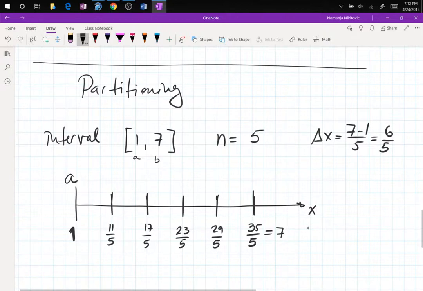So when you start adding, my first example had these divisions at 1, 2, 3, 4, 5, right? That was easy. You can have fractions, decimals, whatever. So to calculate delta x, you go b minus a over 5, and you are done.